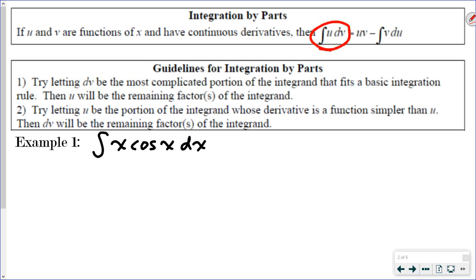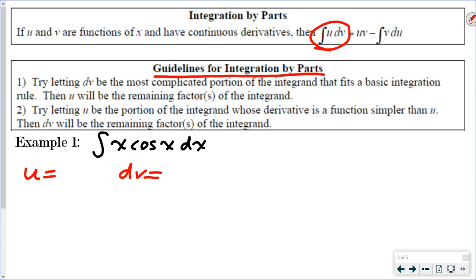So this is what we're given. This represents the integral of u dv. So the first thing that you have to do is, when you look at your integrand, we're multiplying two functions, x times cosine of x. We have to figure out which function we want to set equal to u, and which function we want to set equal to dv.